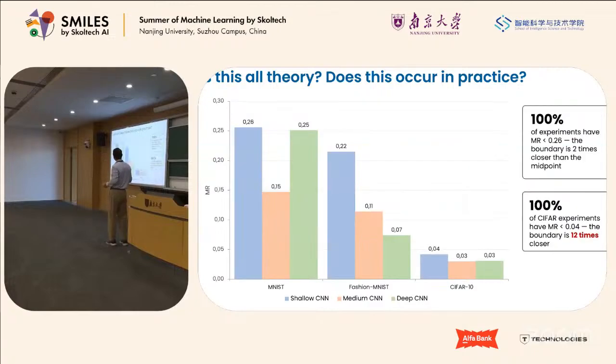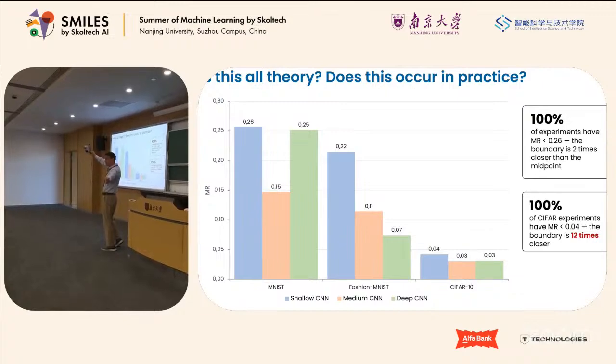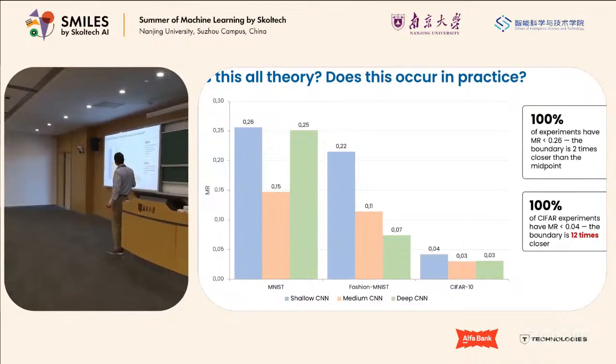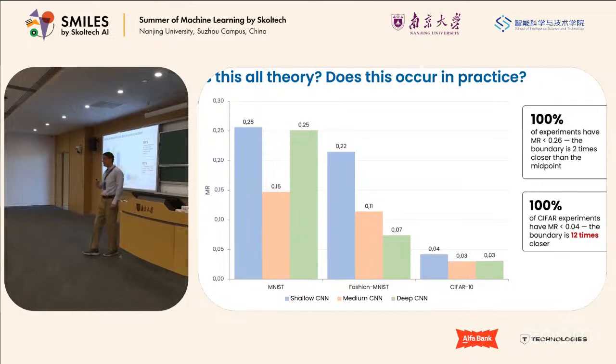For MNIST, the maximal is 0.26. So the distance to the decision boundary is 4 times smaller than the minimal distance between classes. And this is where it gets interesting. You see? Interesting.